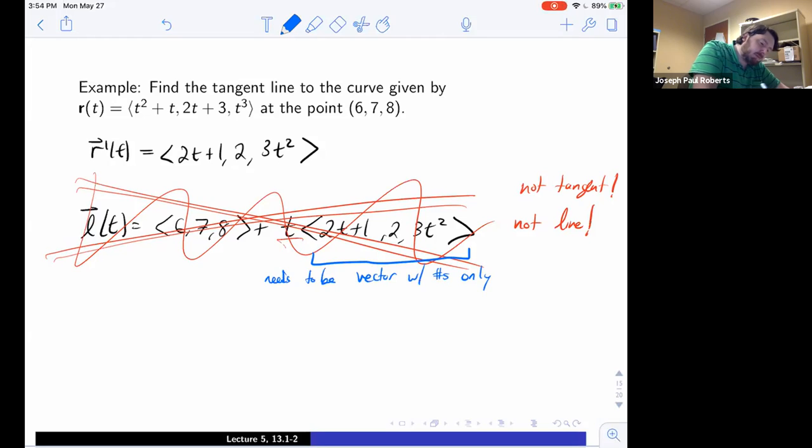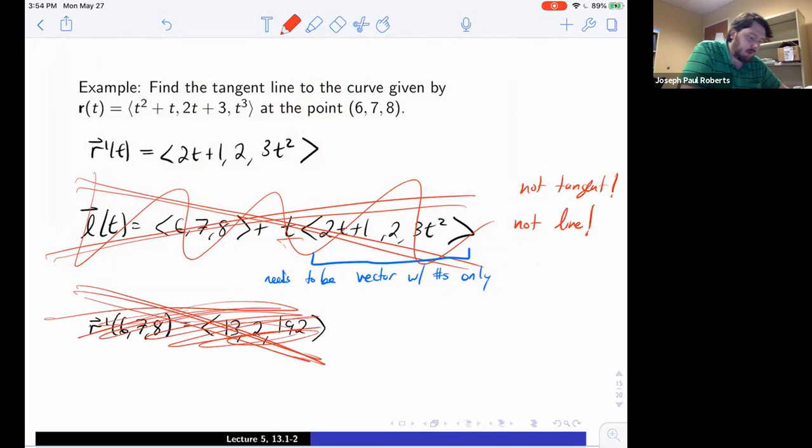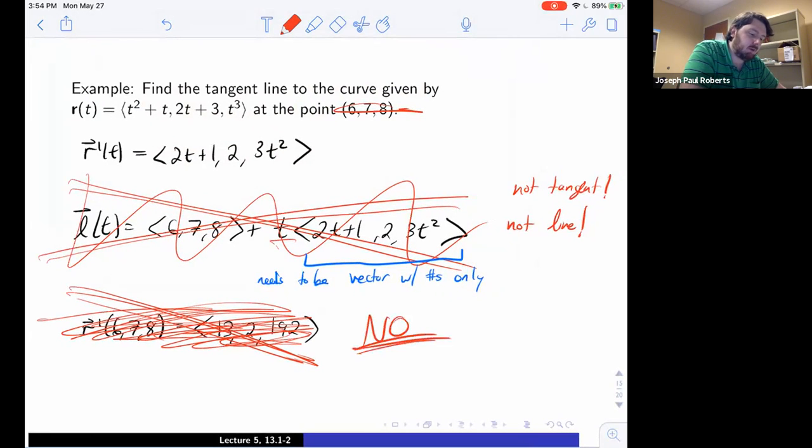Okay, and then the other thing that's terrible that I've seen before is people trying to plug in 6, 7, and 8 into R prime and getting something like 13, 2, 192. And that's, I don't know, just as bad, maybe worse. Please don't do that, because t is a single number, not 3 numbers together. So don't do that either. That's really bad.